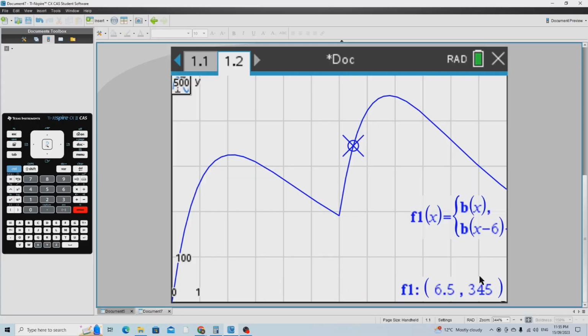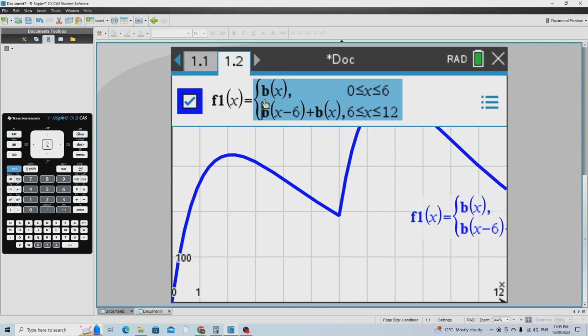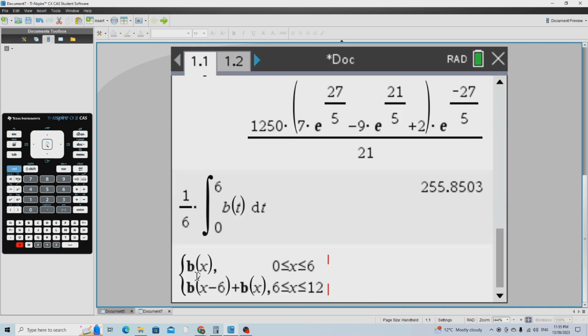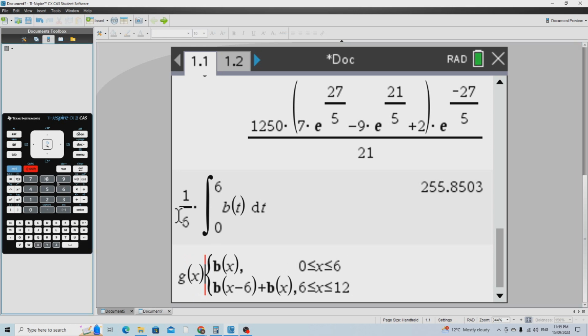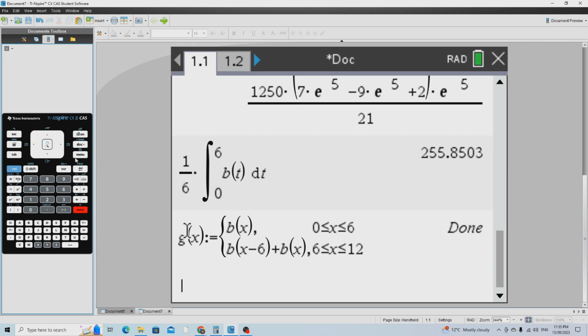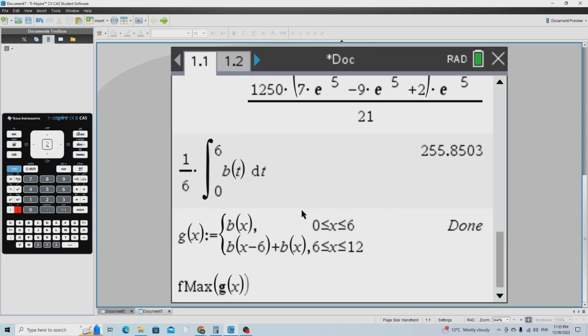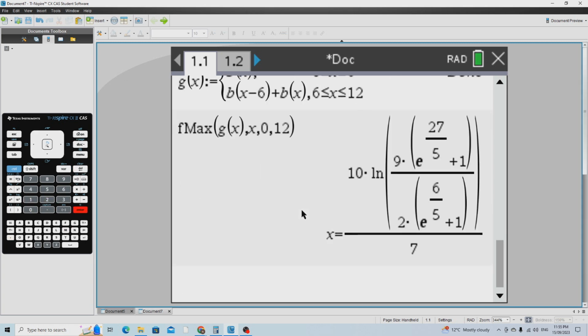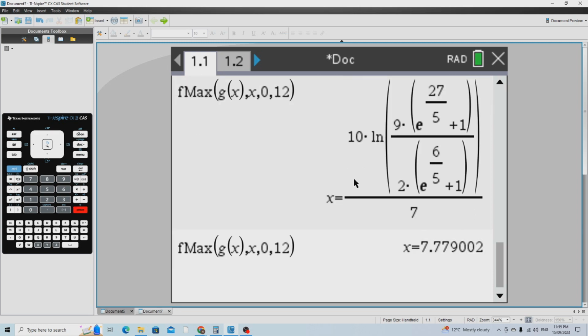Well, because I have the equation actually on my hand now, luckily I have it over here. I'm just going to copy this equation and go over here and make an equation out of it. Let's say it's g of x. Let's make this a new function. So g of x is this function, and we want to find the maximum. So go menu, calculus, maximum value of g of x, comma x from 0 to 12. And this over here is the x value at which it occurs.